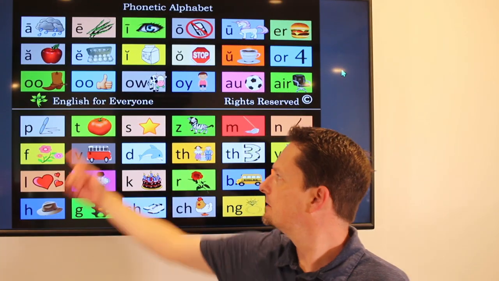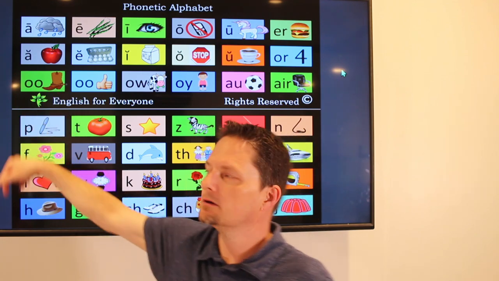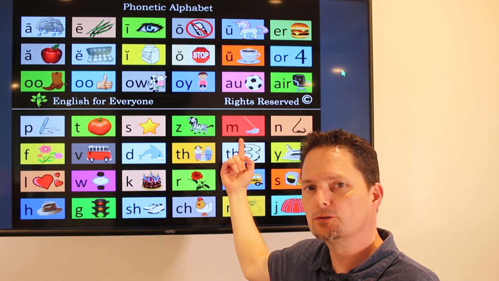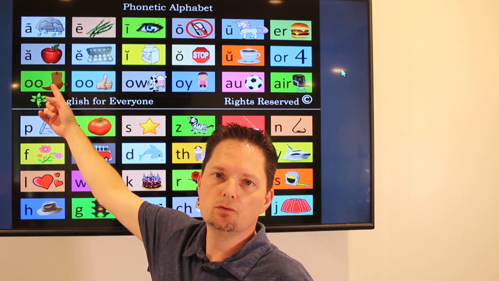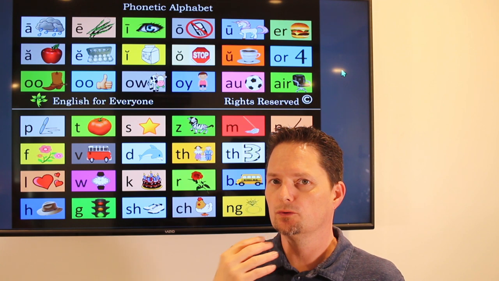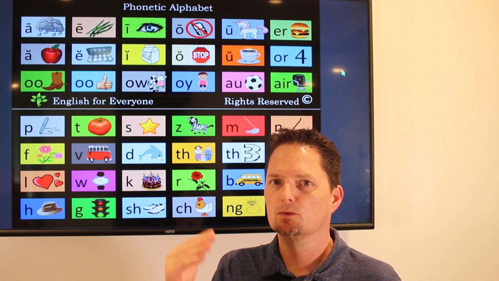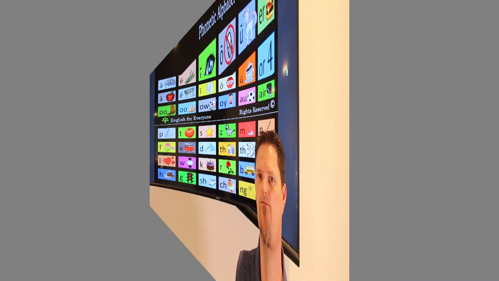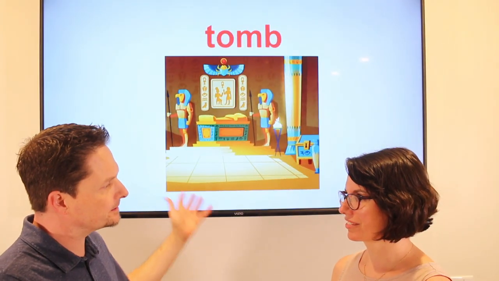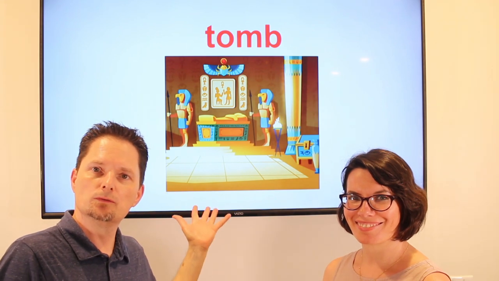Tomb. T, U. Tomb has a long oo. So we make the sound tomb. Remember, the position is low. Ooh, tomb. Not too low. Tomb. Are there many tombs in Egypt? Yes, there are many tombs in Egypt. Are there many tombs in Egypt?